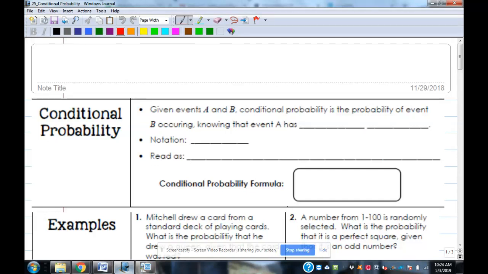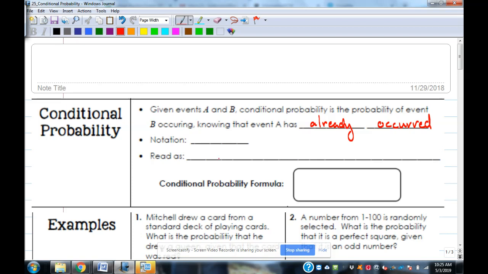is the probability of event B occurring, knowing that event A has already occurred. Okay, so this is going to go back to some of the things that we dealt with yesterday with independent, dependent events, because there are two things happening here.